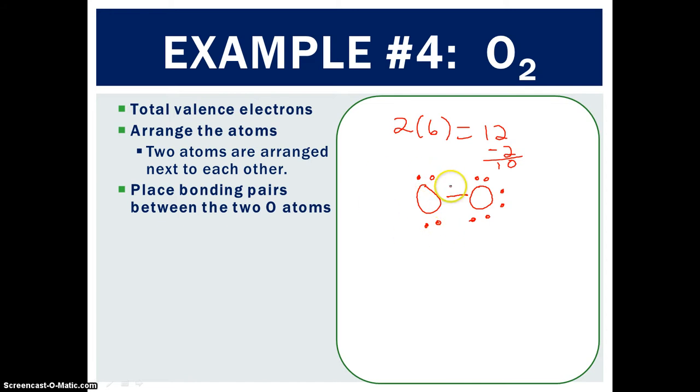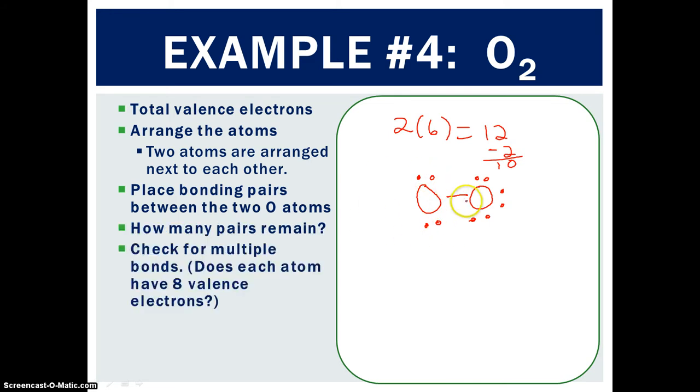Well, now, count them up. This oxygen has 2, 4, 6, 8 around it. That one's good. But this oxygen only has 2, 4, 6 around it. This one does not have enough, so they need to share more. These 2 electrons need to be shared between the 2. So the structure actually has oxygens with 2 shared pairs, called a double bond, and each of them has 2 unbonded pairs. This is my structure of oxygen.